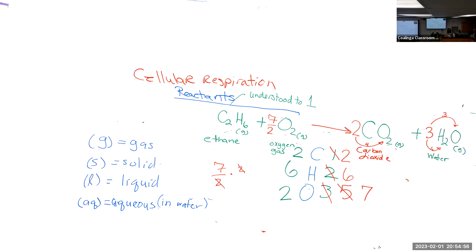So what we can do is multiply that whole reaction by what to get rid of that half? 2. So that's what we're going to do. We're going to multiply everything by 2. So put it in brackets, we'll go 2 times. At the end, we end up with 2 times, this is understood to be what? So we have 2 C2, and then 2 times 7 halves, 7.